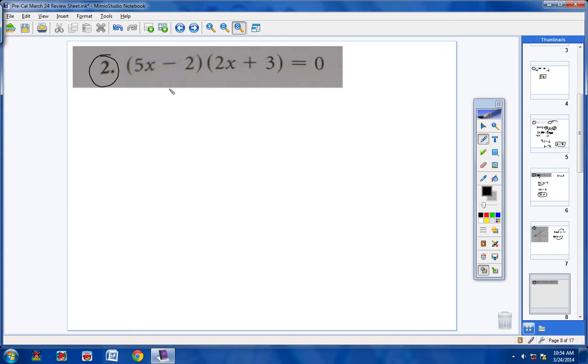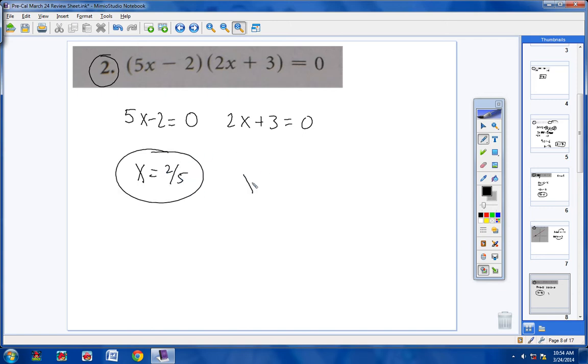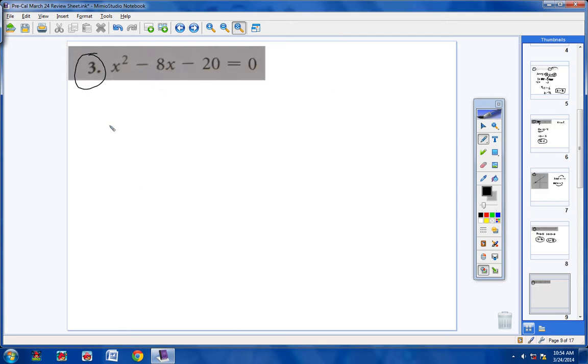Now notice it's already factored for you, so you really just have to take each group and set each group equal to 0 to solve, and I know you guys can do that pretty well on your own. If you solve this group, you will get 2/5, and if you solve this group here, you would get -3/2. No need to check your answers on these. They're just a factored polynomial equation, pretty simple. Okay, moving on to number 3.